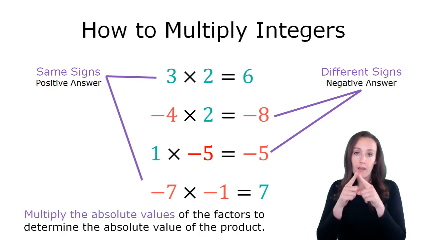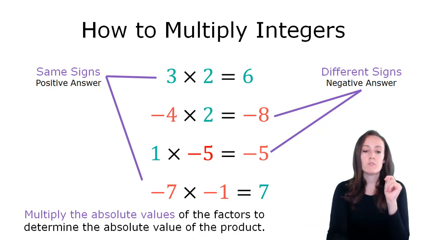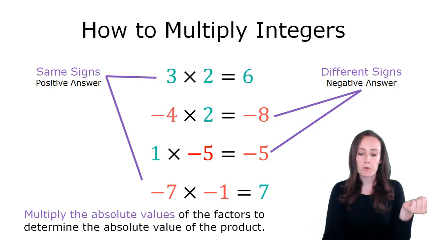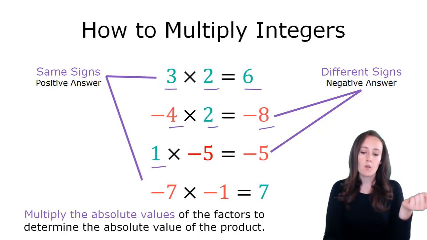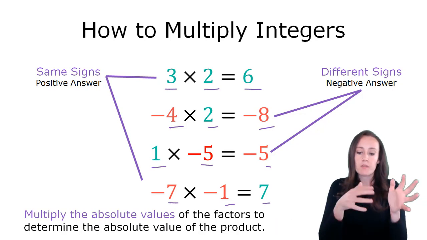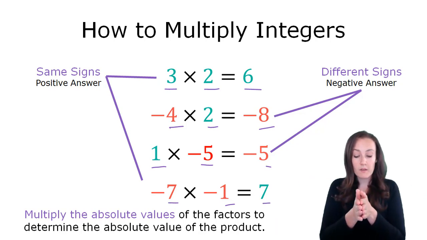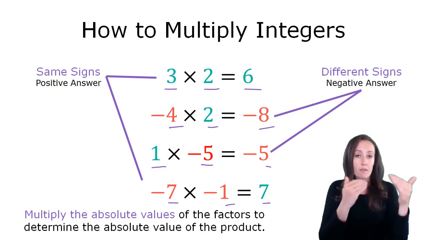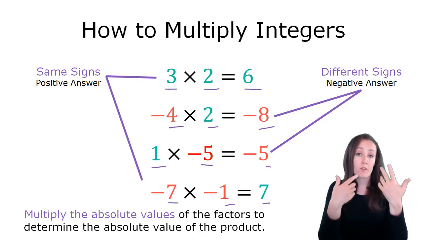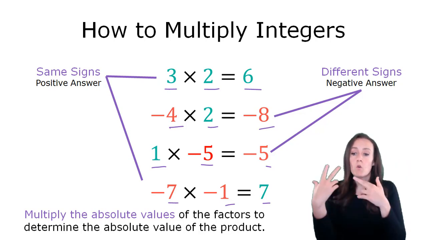And then you multiply the number parts of the equation to figure out what the actual number is. So like 3 times 2 is 6, or 4 times 2 is 8, 1 times 5 is 5, or 7 times 1 is 7. You get the number parts by just multiplying the numbers together. And then the positive or negative part comes from whether or not you have the same signs or opposite signs.